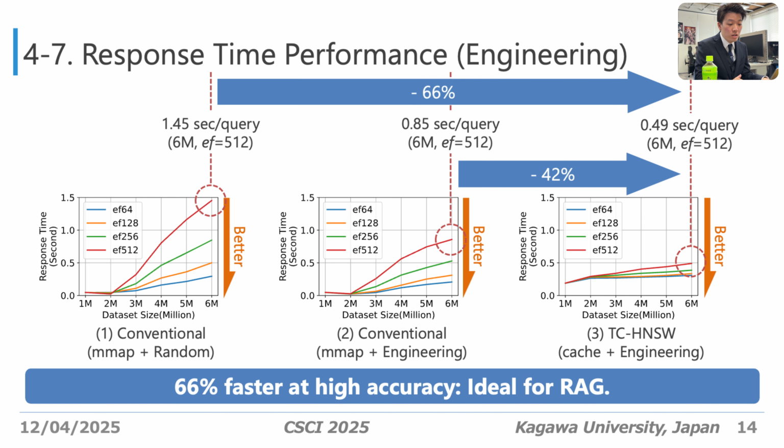Finally, we tested the engineering category. This showed the best performance. In graph 3, the red line demonstrates this significant improvement. The response time is only 0.49 seconds. The baseline was 1.45 seconds. This is a 66% reduction in response time. Also, remember that we are using EF equal 512, so the accuracy is high. This result proves that TC-HNSW is ideal for RAG when a strong topic bias exists.